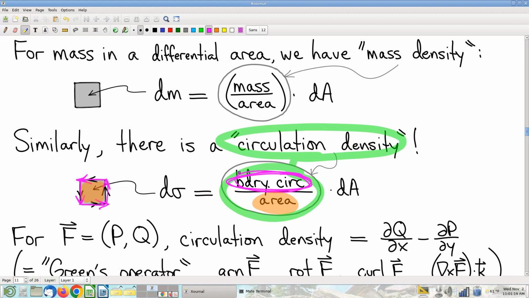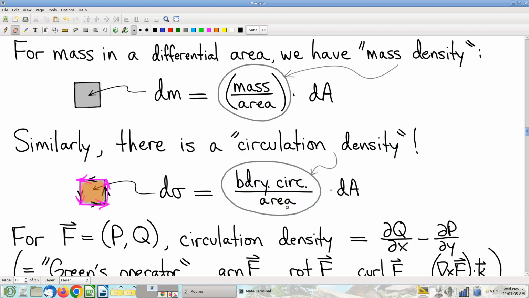It's kind of like with population density. When you talk about population density, you're not talking about how dense the population is. It's a quantity of interest per unit size. So here the quantity of interest is circulation. All right.